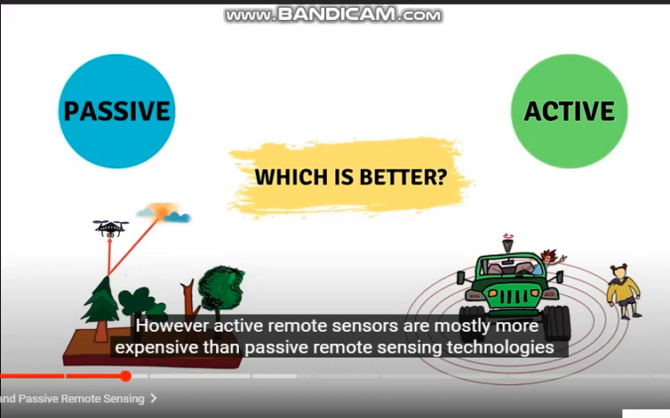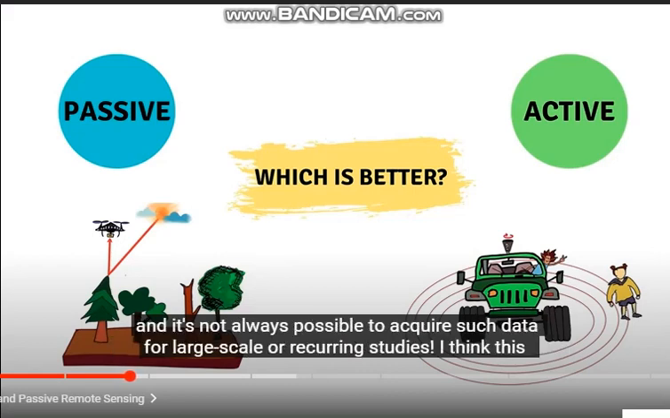However, active remote sensors are mostly more expensive than passive remote sensing technologies, and it's not always possible to acquire such data for large-scale or recurring studies.